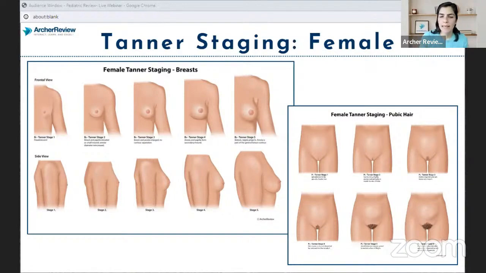And your choices might be refer to a specialist, reassure patient. So you want to understand that that is normal. You want to reassure that patient that that is a normal development. Oftentimes breasts will develop unevenly. So understanding normal Tanner stages and the normal variations is going to help you.